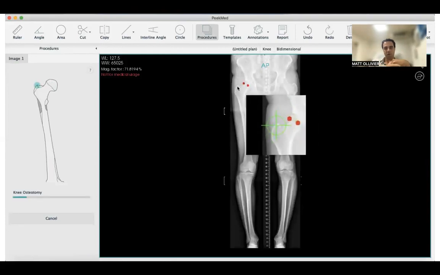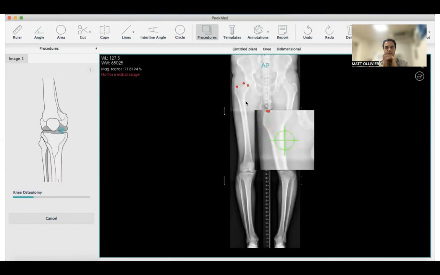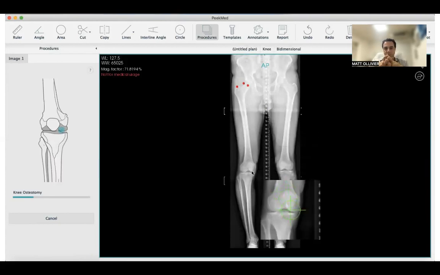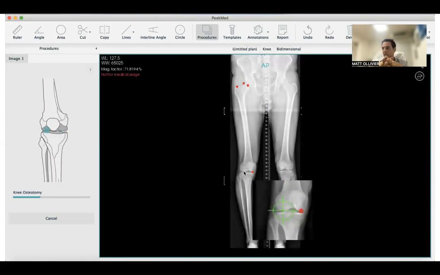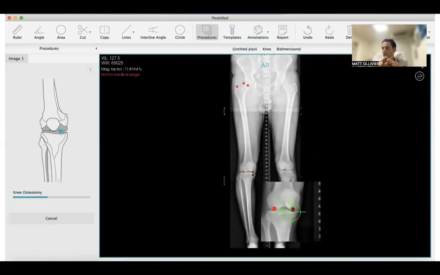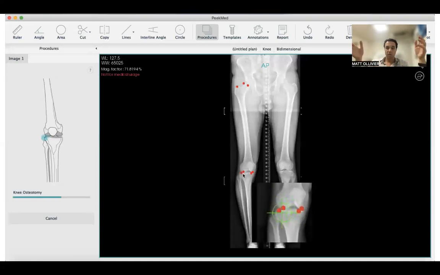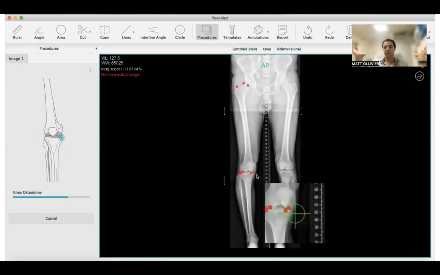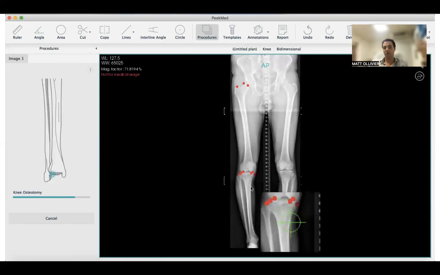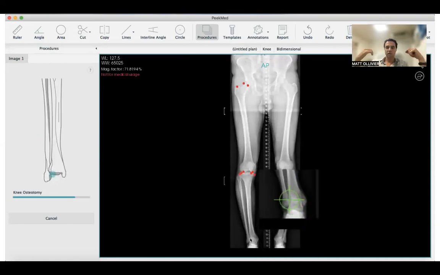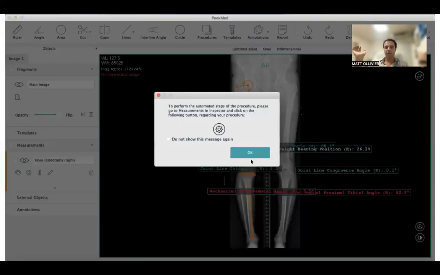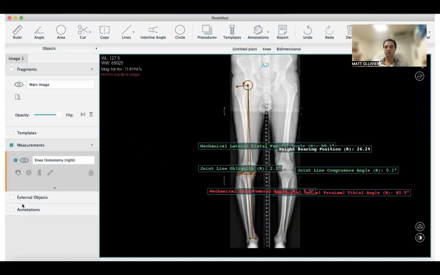You see on the left side that the points are defined by the software, not by me. Medial condyle, lateral condyle, medial aspect of the plateau, lateral aspect of the plateau. And to have the tibial width, we have the two borders of the plateau, lateral border and medial border. The last thing we need to do is to have the ankle point. And to do that, we draw two points defining the talus superior aspect. And the software gives me the answer automatically.